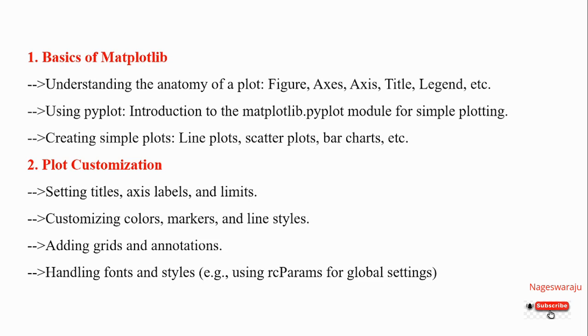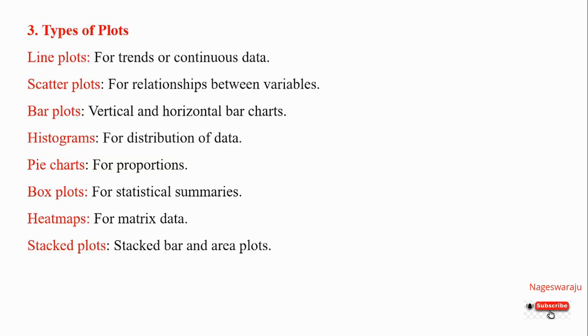Next one, adding grids and annotations. We need to show the data grid wise as well as annotation wise. See, a 3D annotation. That means we need to design multiple ways for user attraction purposes. We need to go for grids as well as annotation. Next, handling fonts and styles. We need to give some fonts, colors, styles, different kinds of fonts and styles.